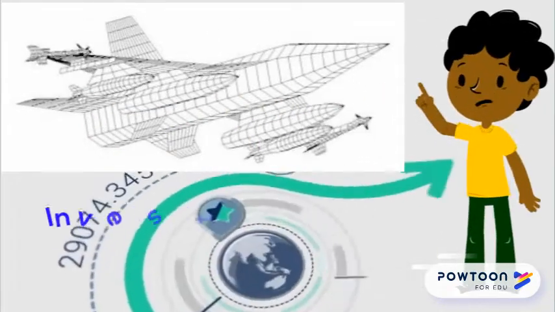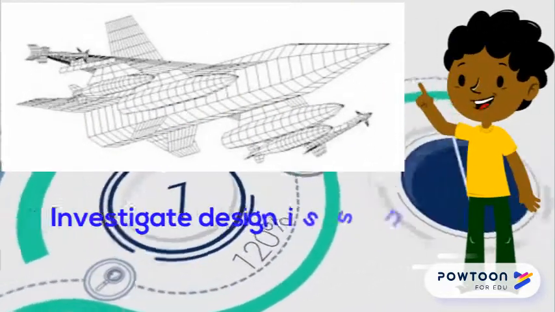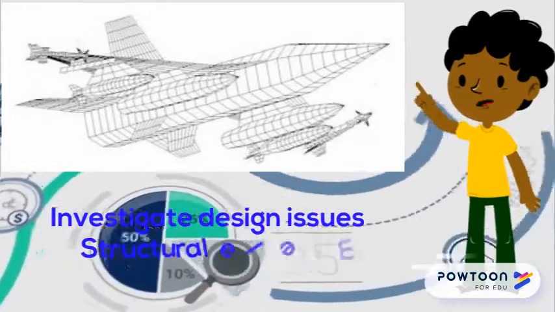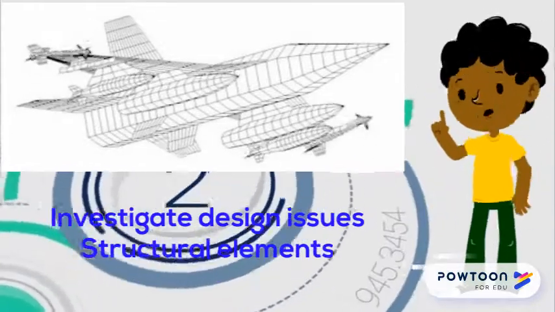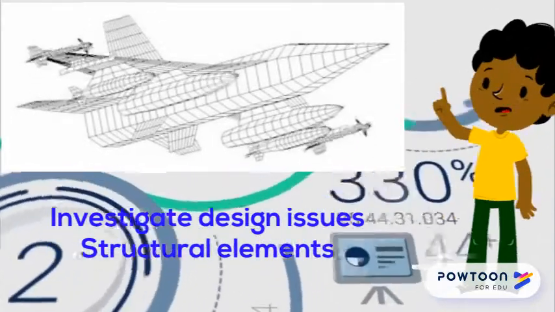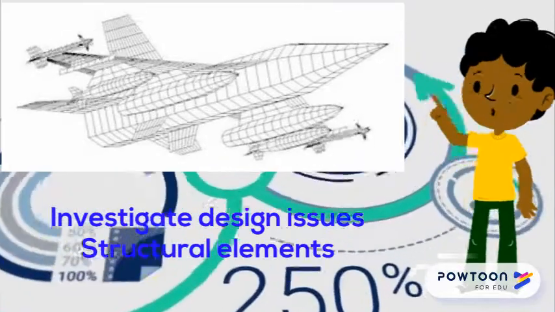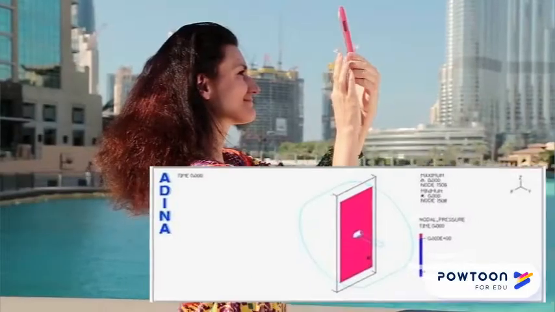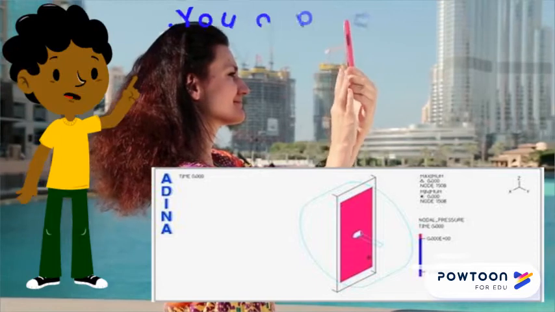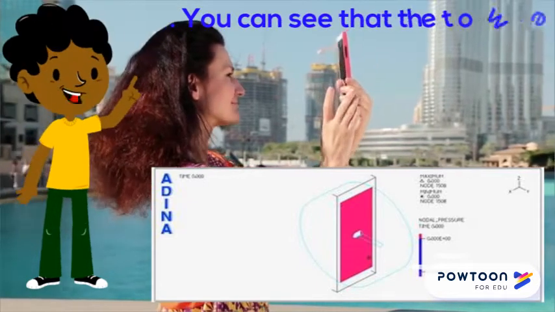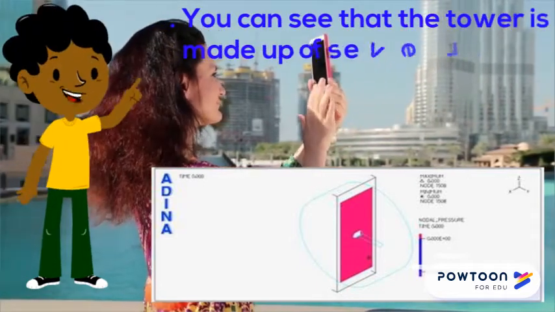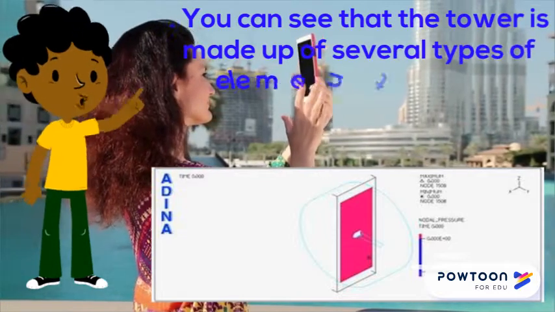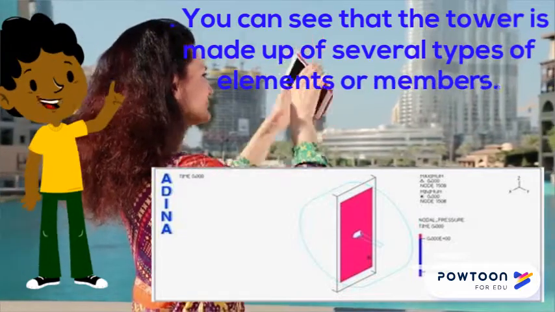Let's investigate design issues. It would be a disaster if a structure were to collapse because of poor design or because it was built using the wrong materials. Look at this diagram of a cell phone tower. You can see that the tower is made up of several types of elements or members, and it's important that these elements are carefully designed and work together to create a stable, functional structure.